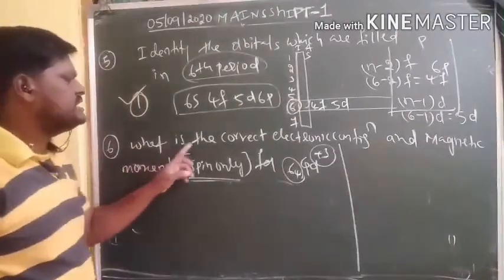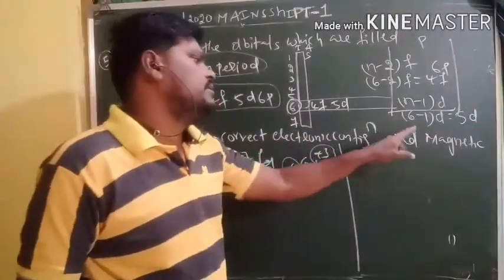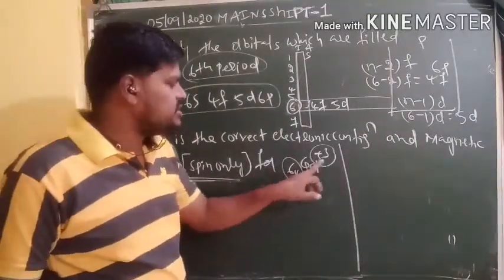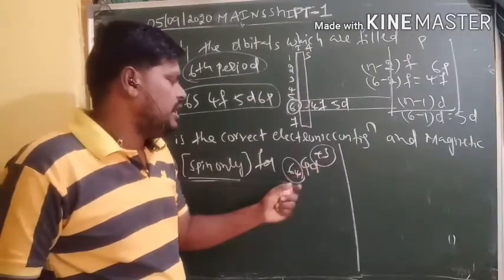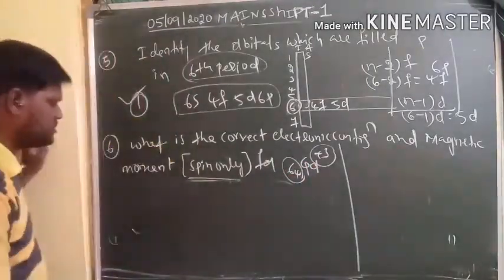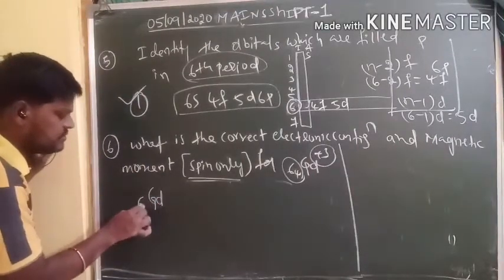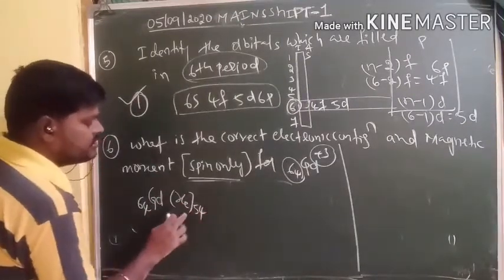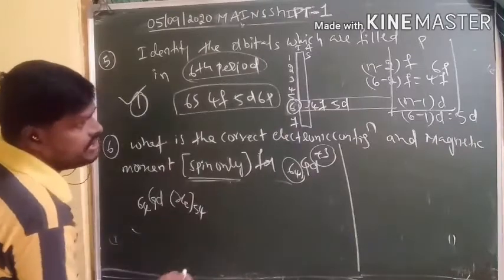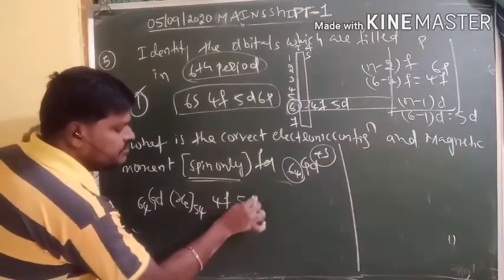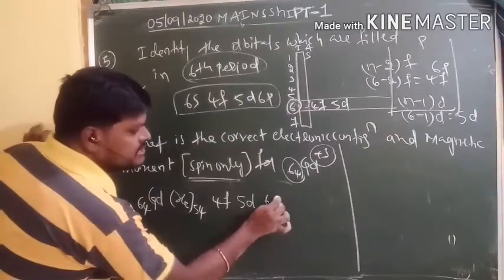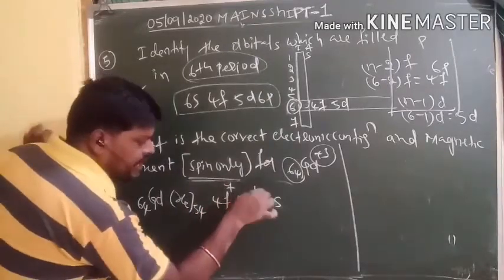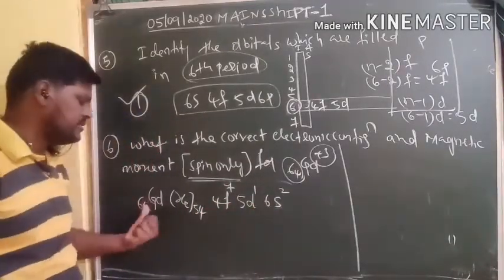Question: what is the correct electronic configuration and spin-only magnetic moment for Gd3+, the gadolinium plus 3 ion, atomic number 64? Write down first the electron configuration for gadolinium, atomic number 64. Xenon is atomic number 54 and ends with 6s. Next 4f, next 5d, next 6s. So 4f7, 5d1, 6s2 is the electron configuration for gadolinium.